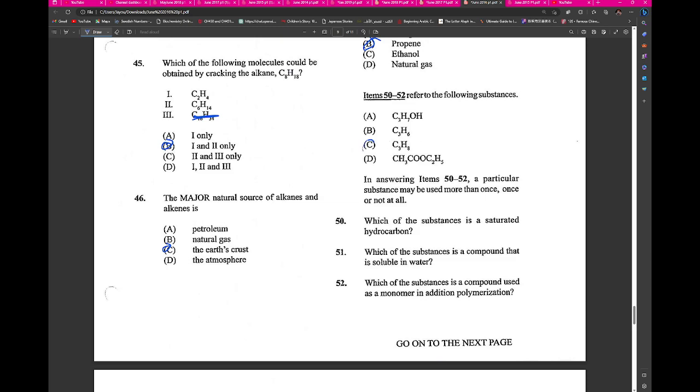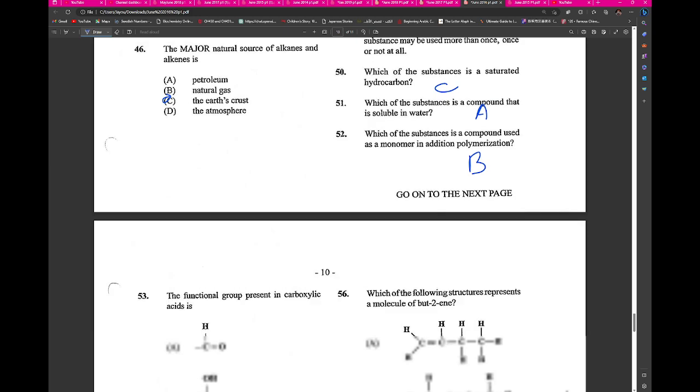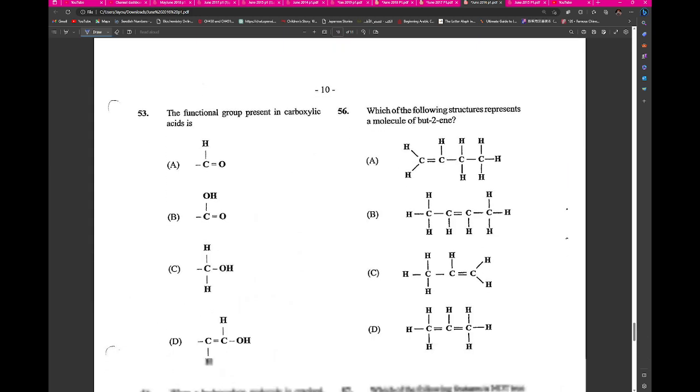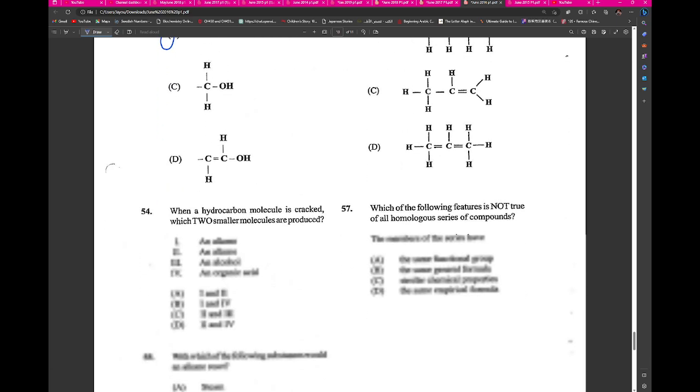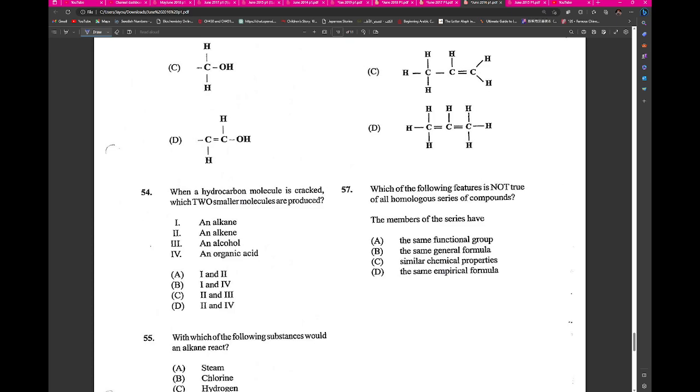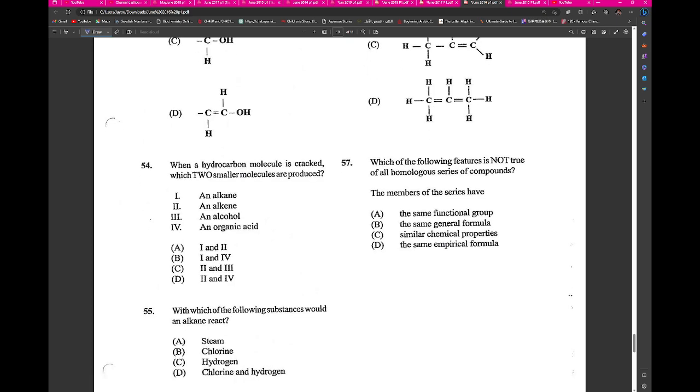So it would be C here. Which of the following compounds is soluble in water? And I would say that A would be soluble in water. Which of the following substances is used as a monomer in addition polymerization? Would be B. Which of the following functional groups represents carboxylic acids? Would have been this. When a hydrocarbon molecule is cracked, which 2 smaller molecules are produced?